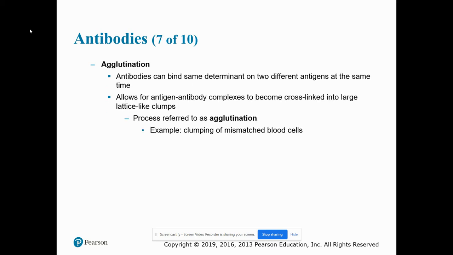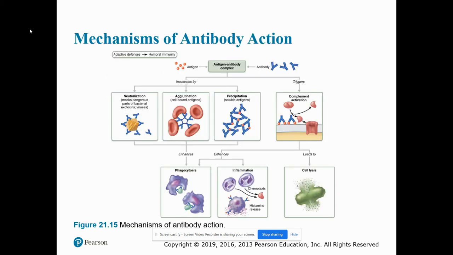Agglutination. So antibodies can bind the same determinant on 2 different antigens at the same time. Remember, antigenic determinants are where the antibody binds. This is going to cause these antigen-antibody complexes to become cross-linked into large clumps. This process is called agglutination. An example of this is going to be clumping of mismatched blood cells.